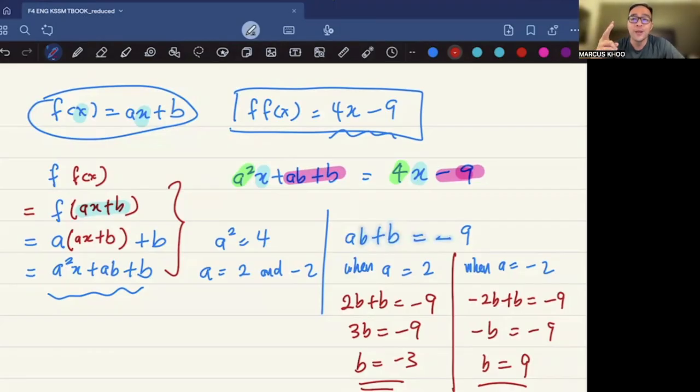And number two, your basic maths is not strong enough. And I hope that is the second one, because if your basic maths is not strong enough, it means it can get stronger. All you have to do is just keep practicing.